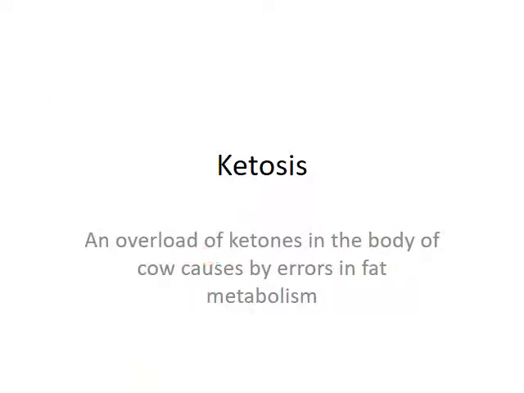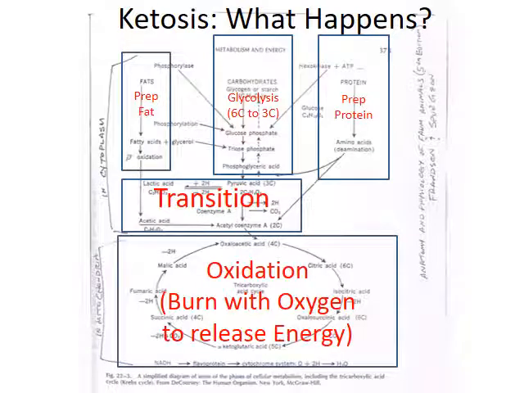Ketosis. Some people call it a sugar deficiency. I call it an overload of ketones in the body caused by metabolic, fat metabolism errors. So to me, it's the excess of the ketones that cause the problem. They cause the cow not to feel good, to stop eating. All those issues add up when we have the excess ketones.